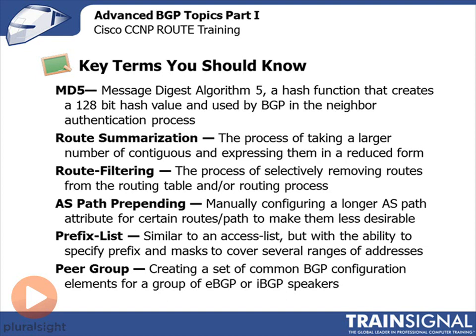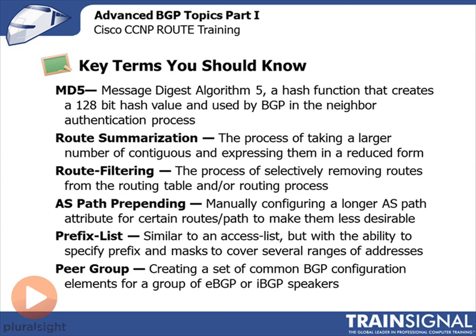Route summarization is the process of taking a larger number of contiguous networks and expressing them in a reduced form. Remember the 192.168.1.0 through 15.0 being able to be summarized in a single aspect. Route filtering is the process of removing routes selectively from the routing table or a routing process.